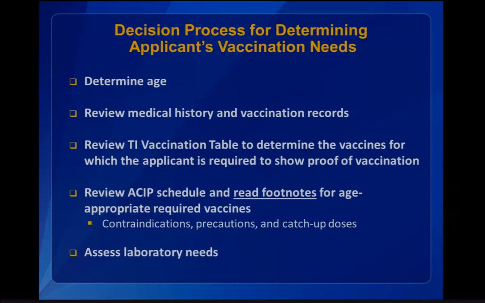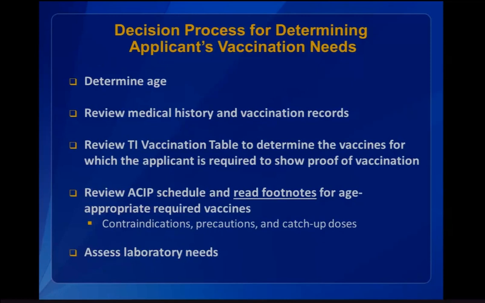Then go to the ACIP schedule, and I'll show you slides of both of these. And you have to read the footnotes is what it comes down to. The schedule just gives you the basic information, and then you have to go to the footnotes for that vaccine. And again, that'll tell you more about contraindications, precautions, and catch-up doses. And then you can also assess laboratory needs.